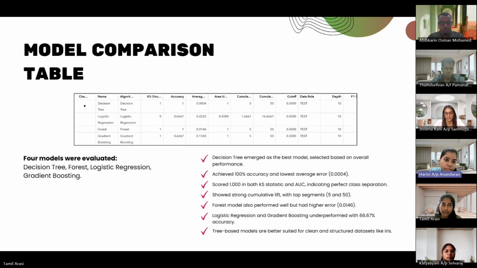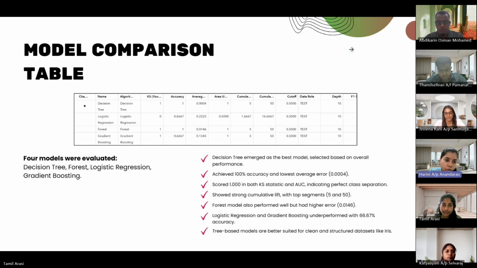Right, so this slide presents the comparison of 4 model tests on the iris dataset, which is the decision tree, forest, logistic regression, and gradient boosting. So among these, the decision tree model emerged as the best performer. It achieved a perfect accuracy of 100% and more importantly, had the lowest average squared error at just 0.004.